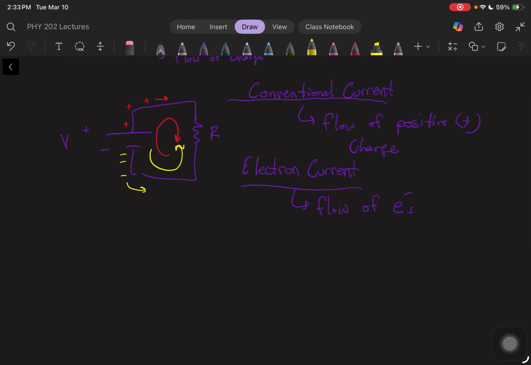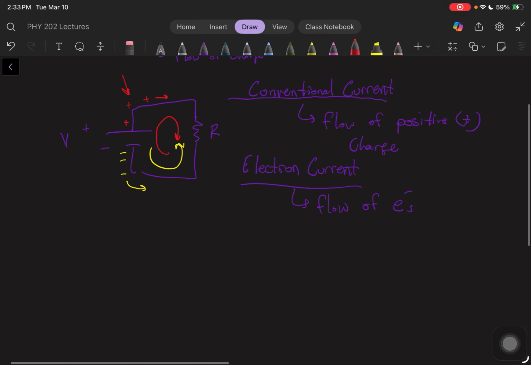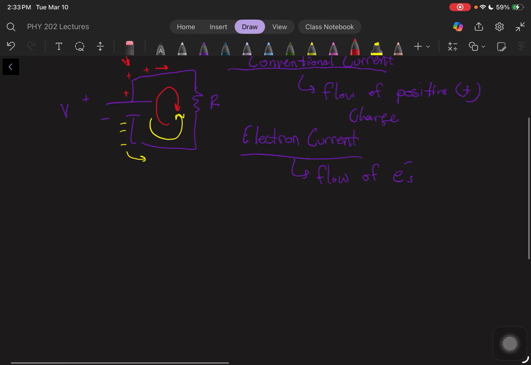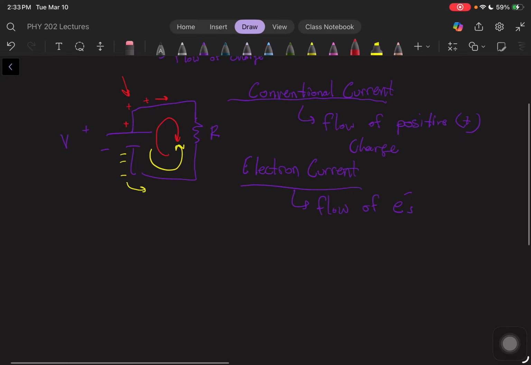But it's mathematically easier to deal with a bunch of positive charges than it is to deal with the negatives, right? If we always dealt with an electron current, we would just have minus signs everywhere, and it just is not fun or useful to deal with. And so if you have negative charges flowing counterclockwise, that's mathematically the same as positive charges flowing clockwise. And so this works. We can get away with this.